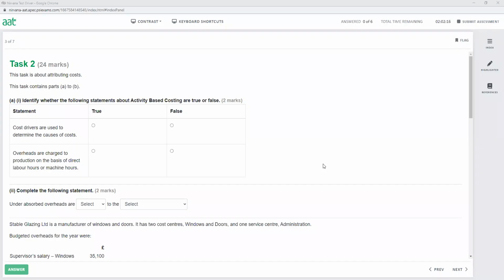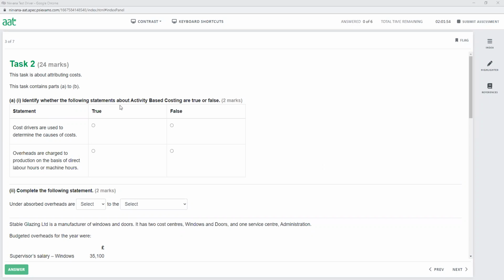So this question we have, task 2 for 24 marks. This question is from the apportionment and allocation and reapportionment. This question is very common in the exam, so you need to make sure you revise well and make yourself ready for this question. This task is about attributing cost. This task contains part A to B.